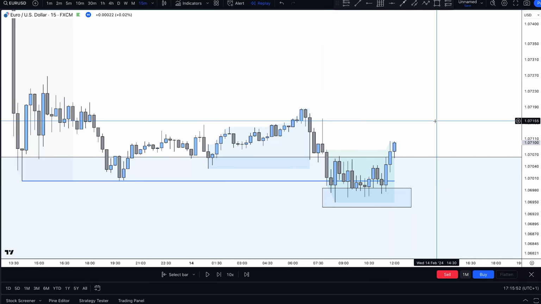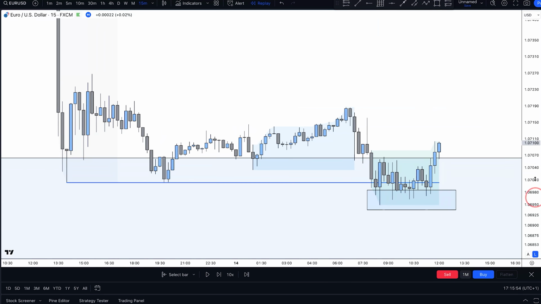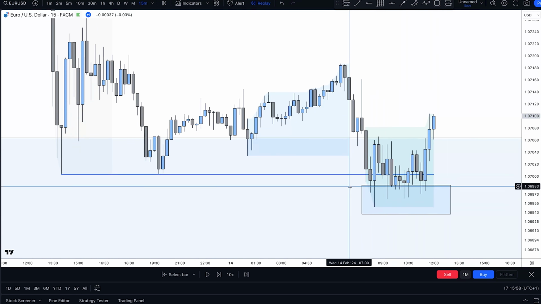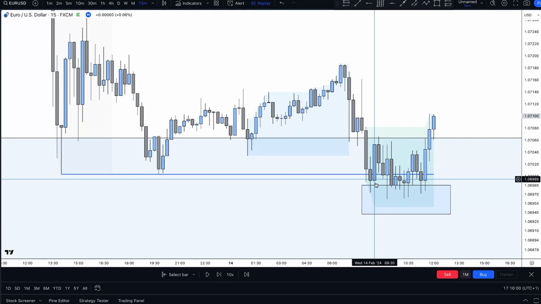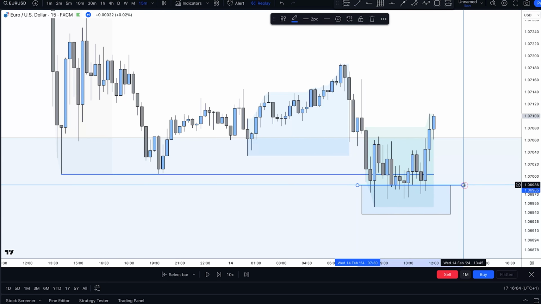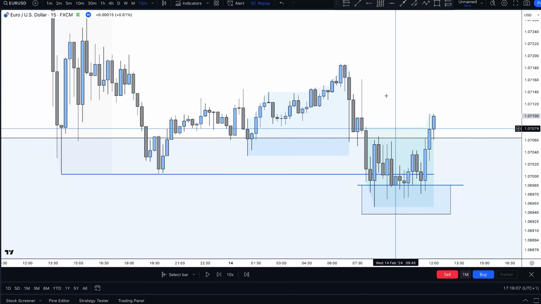Wicks show rejected prices. So what we're seeing here is equal lows swept, and then we're seeing the market pushing back up. We're seeing a big influx of buying taking place here because the market's failing to close anything lower than this level, really, okay? So because of this, we know buyers are coming into the market.